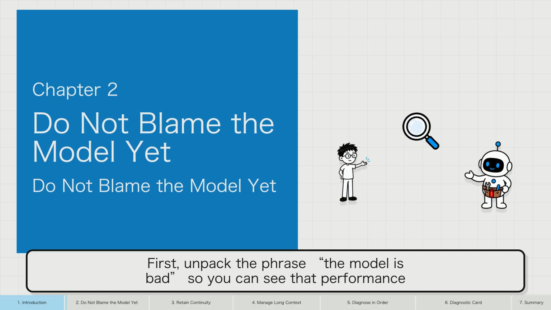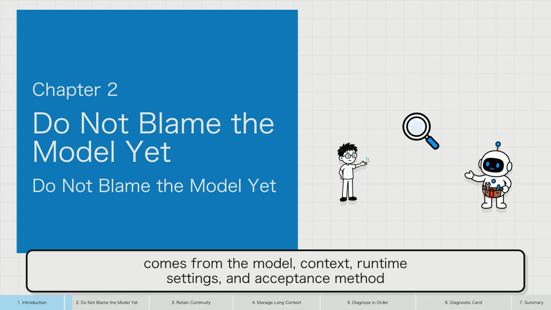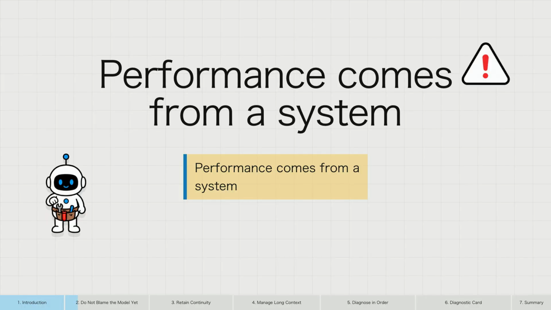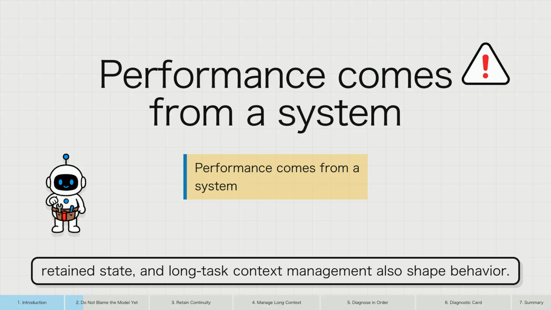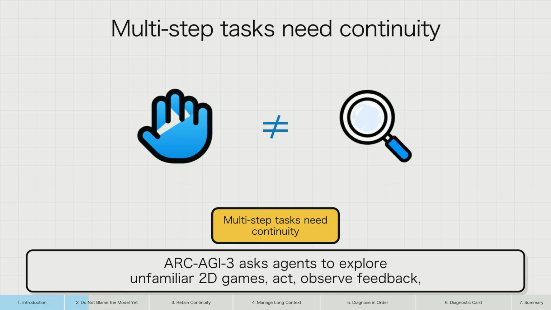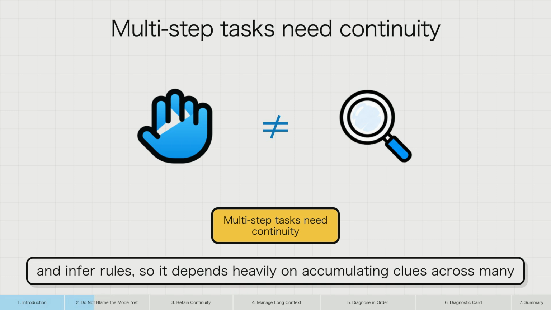First, unpack the phrase, "the model is bad," so you can see that performance comes from the model, context, runtime settings, and acceptance method together. The model supplies baseline capability, but visible history, tool access, retained state, and long task context management also shape behavior. ARC-AGI 3 asks agents to explore unfamiliar 2D games, act, observe feedback, and infer rules, so it depends heavily on accumulating clues across many steps.